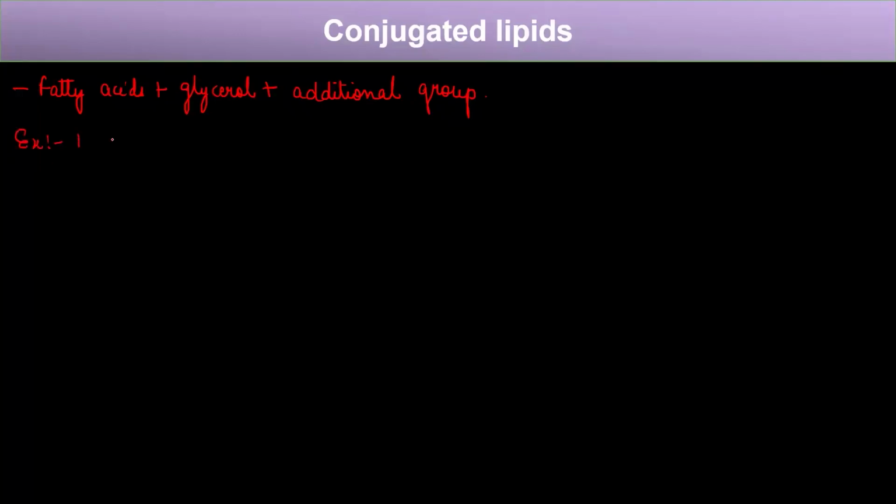The first example is phospholipids. Now, phospholipids, these are present where? Phospholipids are present in the cell membrane, right? So the major component of a cell membrane is phospholipid.